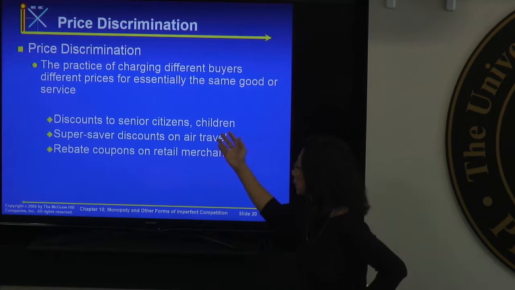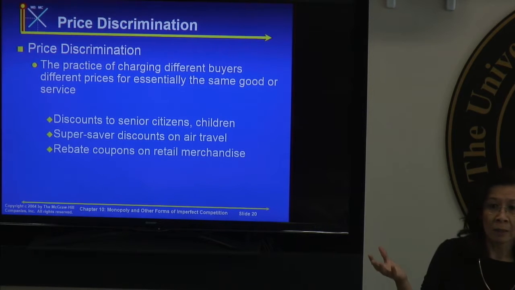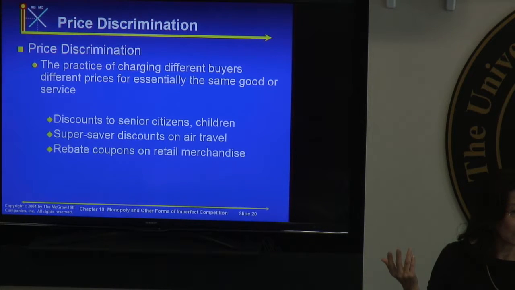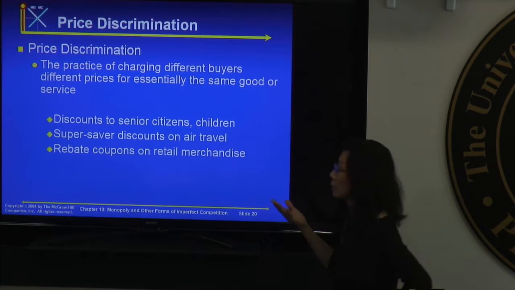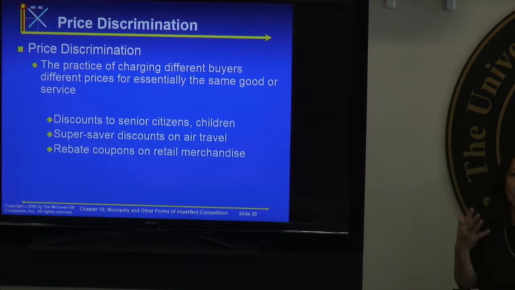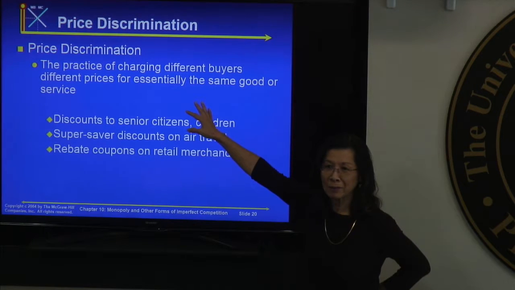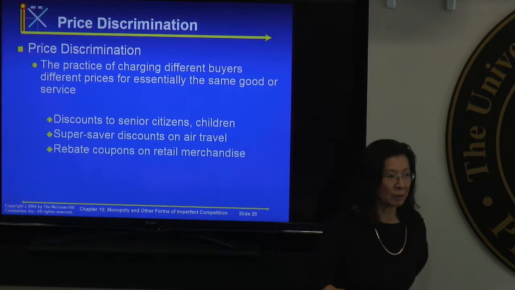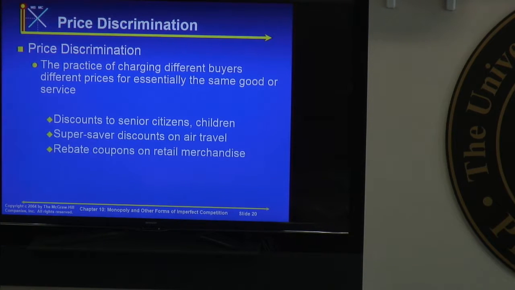For example, like movie discount tickets for senior citizens and children. If you go to any public place, sometimes when they charge, they always give a discount to senior citizens and children or students. Super Saver discounts on air travel, yes. I'm just giving you an example, but let's go back to the definition. What exactly is price discrimination? This is the practice of charging different buyers different prices for essentially the same good or service.